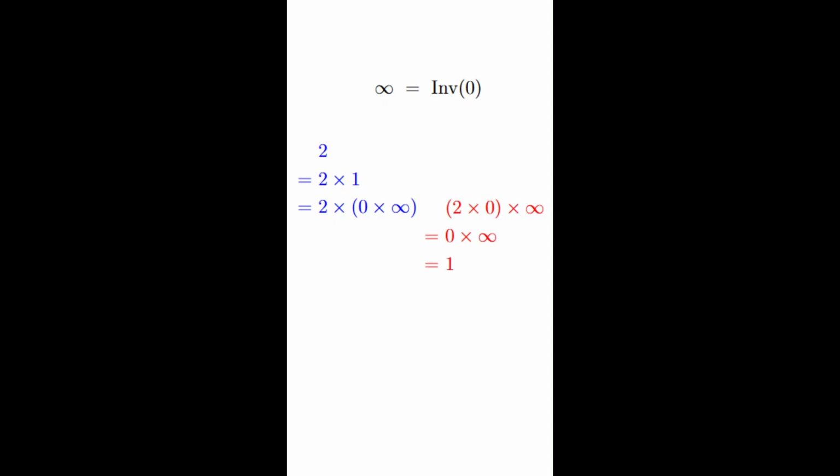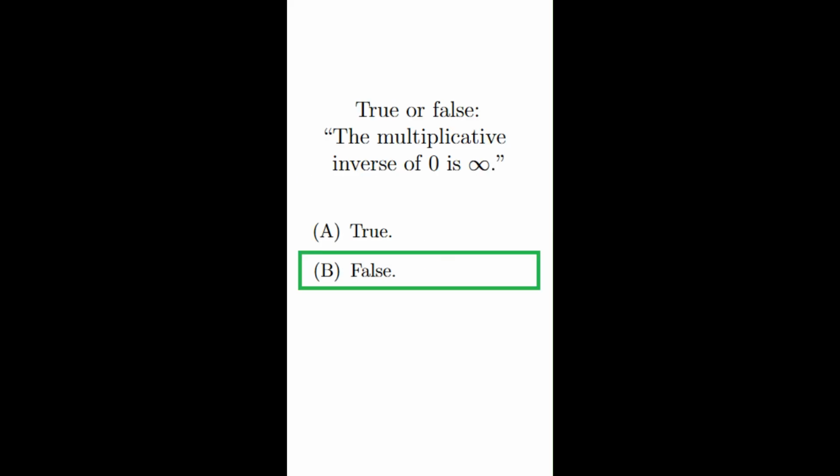But we also get that 1 is equal to the product of 2 times 0 and the multiplicative inverse of 0, which means that these two terms cannot be equated with each other. This would have to be a very mathematically unnatural definition of multiplication, so we can say that the statement is false.